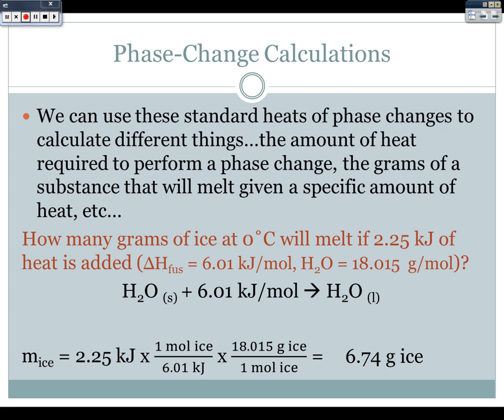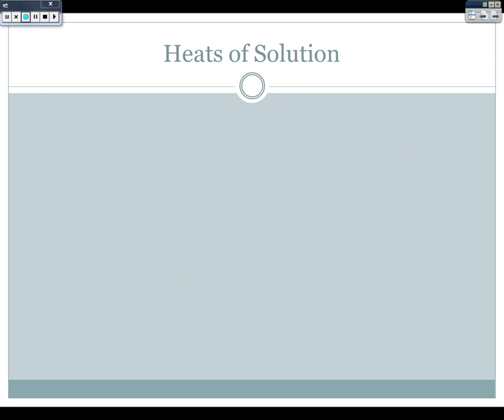Now we know that there's 18.015 grams of ice in 1 mole, and that there's 6.01 kilojoules in 1 mole. 2.25 is about a third of 6, and 6.74 grams is about a third of 18. That kind of makes sense: if you only put in a third of the heat to try and melt the ice, you're only going to be able to melt about a third of the amount of ice. You can kind of calculate and back check yourself there.